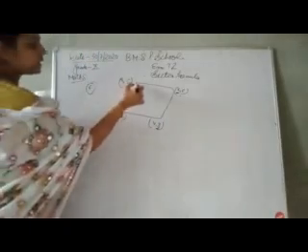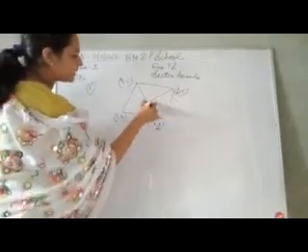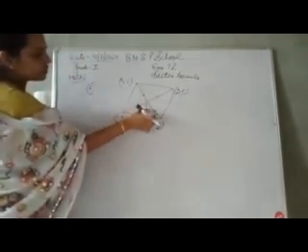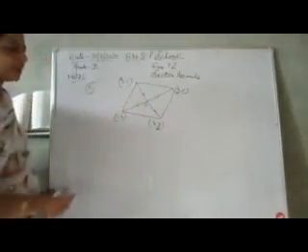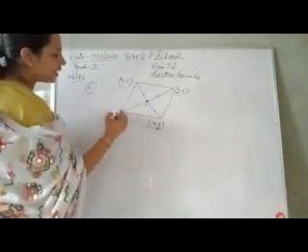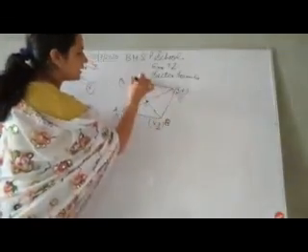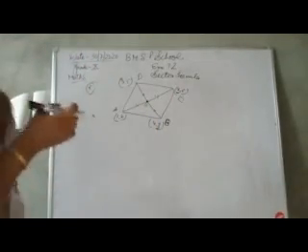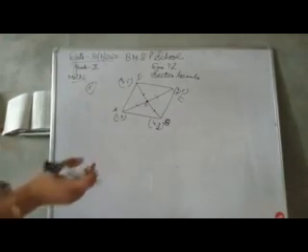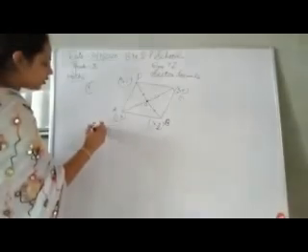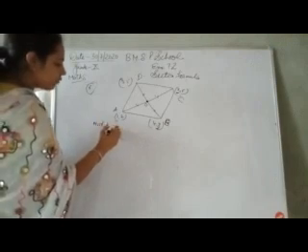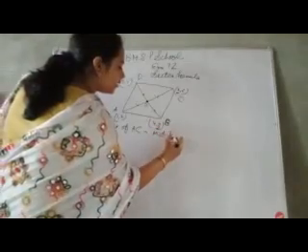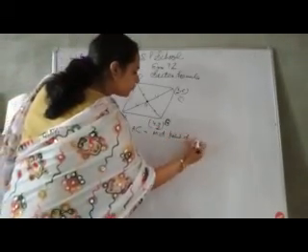We know that the diagonals of a parallelogram bisect each other. Okay, it means this portion is equal to this one, this portion is equal to this one. It means this is the midpoint of ABCD. This is the midpoint of BD. This is the midpoint of AC. It means the midpoint of AC will be the same as the midpoint of BD. So I will find the midpoint of AC, which will be equal to the midpoint of BD.